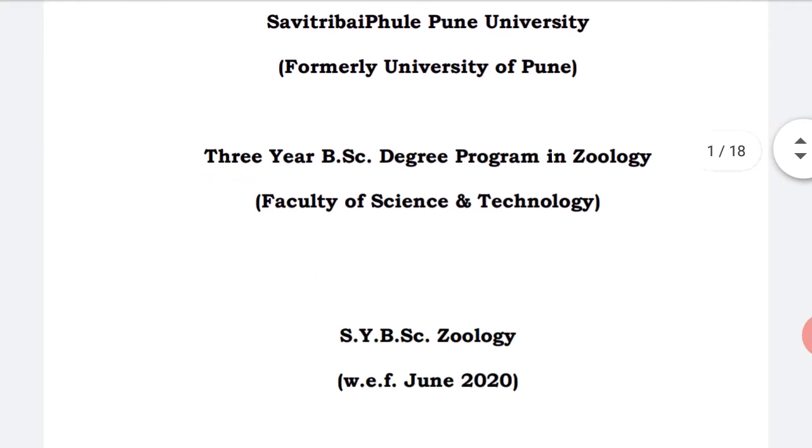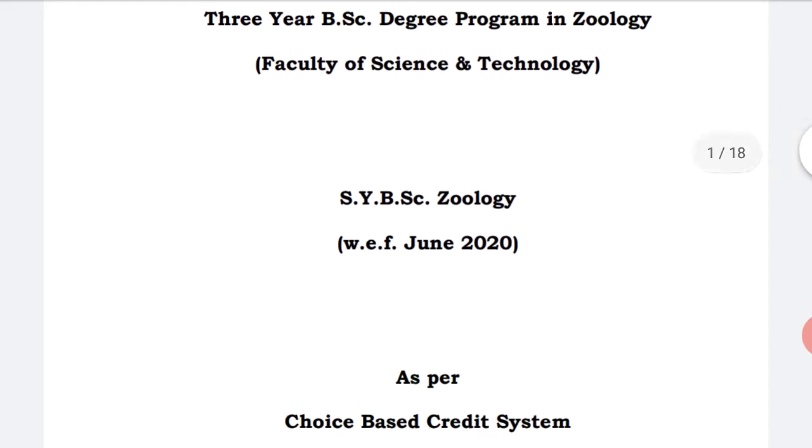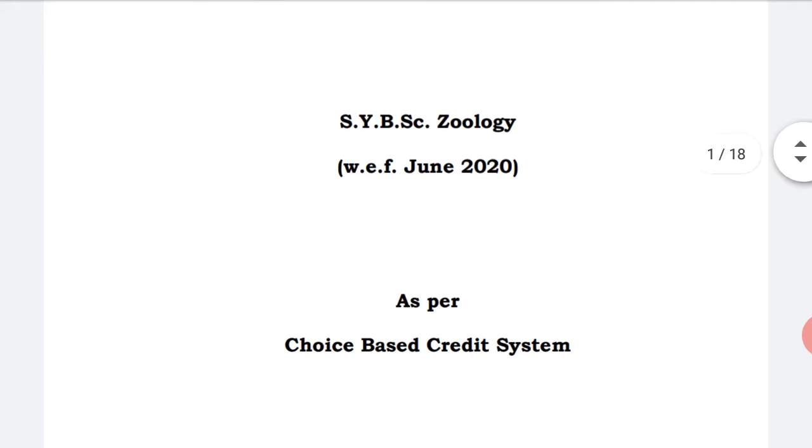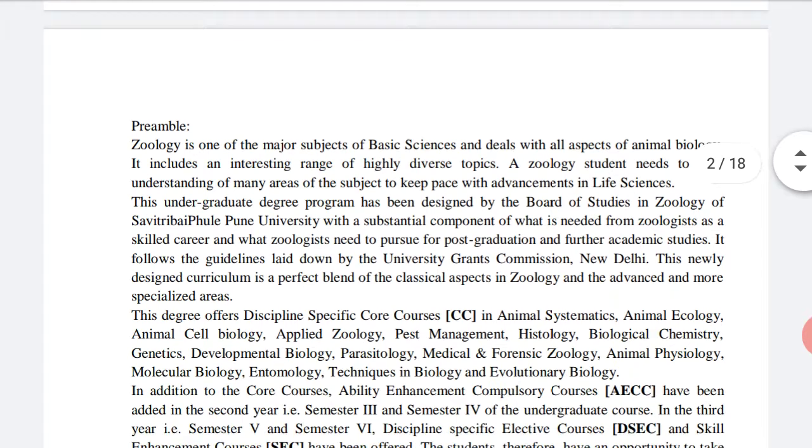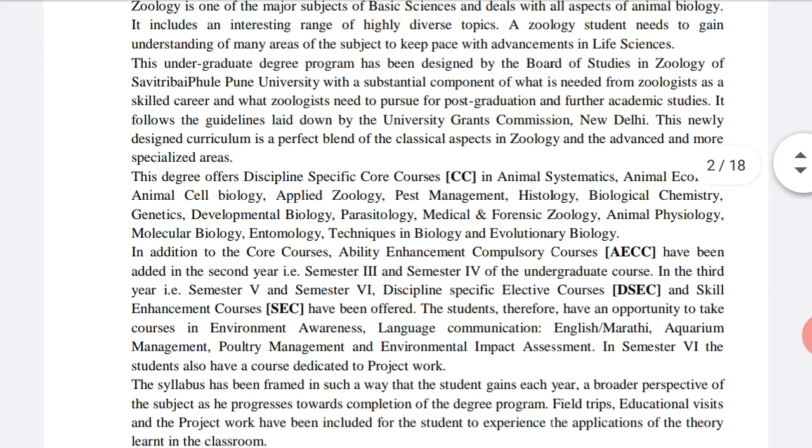Today we discuss the syllabus of second year BSc Zoology, semester 3rd. In June 2020 the syllabus of SYBSc was changed. In first year BSc we study two papers of zoology and one practical paper of zoology. In semester 3rd, we study two theory papers and one practical paper of zoology. The syllabus is available on the university website.